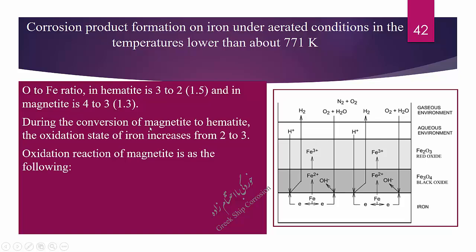During the conversion of magnetite to hematite, the oxidation state of iron increases from 2 to 3. Oxidation reaction of magnetite is as the following: 4 moles of Fe3O4 in solid state plus 1 mole of oxygen gas react and 6 moles of hematite is produced.